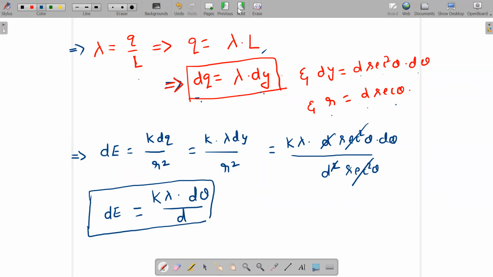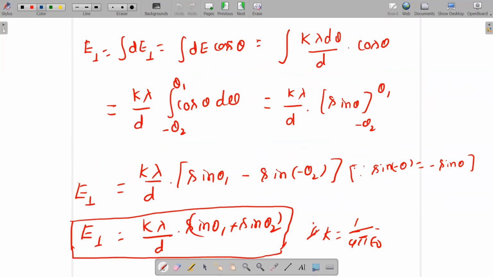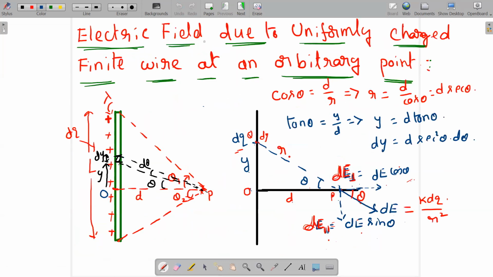But to find the total field here, we have to find the perpendicular component separately and the parallel component separately, then we have to add them vectorially. So for that purpose, the total perpendicular component is equal to the integral of dE cos theta, right? So here dE we have already calculated as k lambda d theta by d into cos theta. So k lambda by d is constant, let us take it out, and we can write it further as integral of cos theta d theta, where theta is going, in the figure if you observe again, from this theta 2 in the bottom to theta 1 at the top.